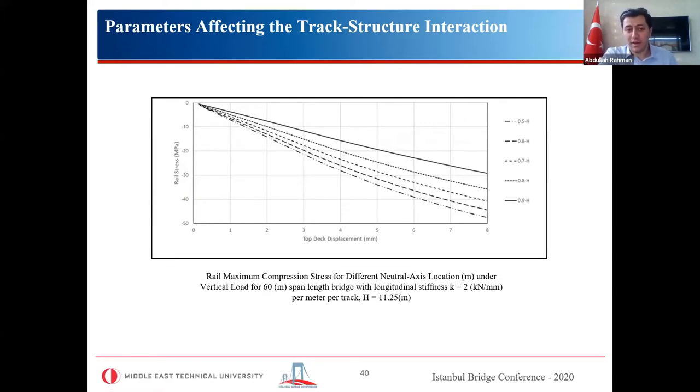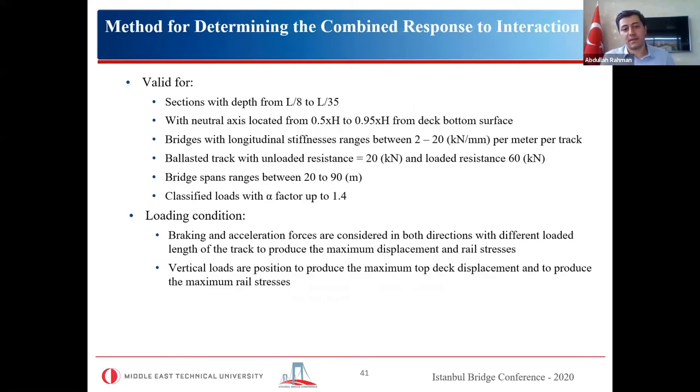So at the end of this sensitivity analysis, I have the tools to produce new charts, like the charts in Annex G, but for higher alpha loads. The charts that I'm going to show are identical to the charts in Eurocode Annex G, but they are for classified loads with the alpha factor up to 1.4.